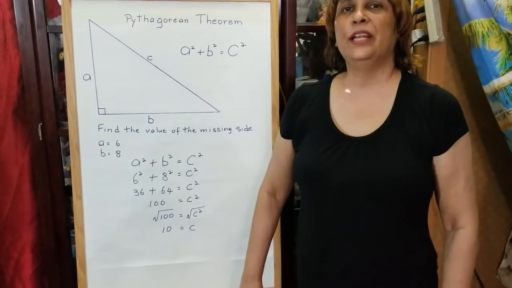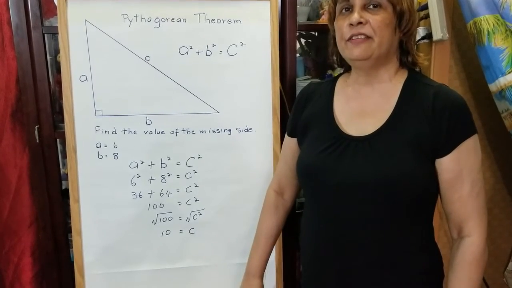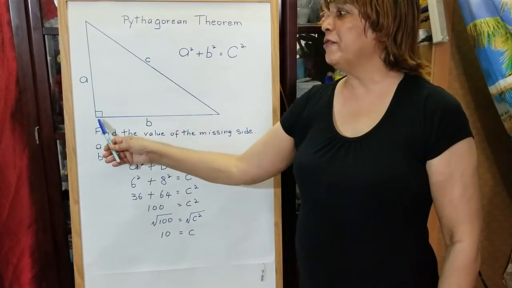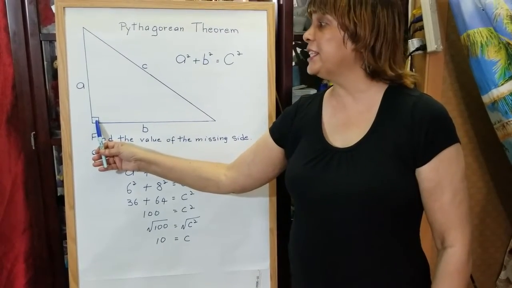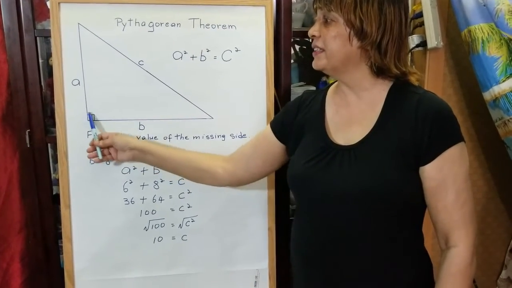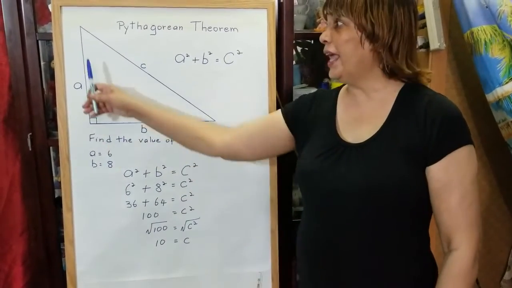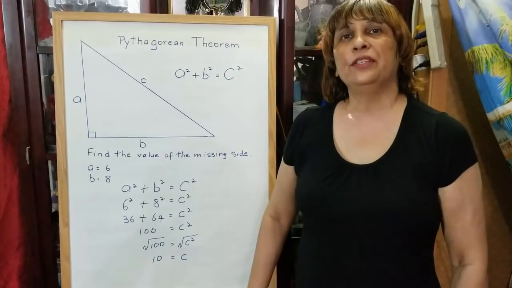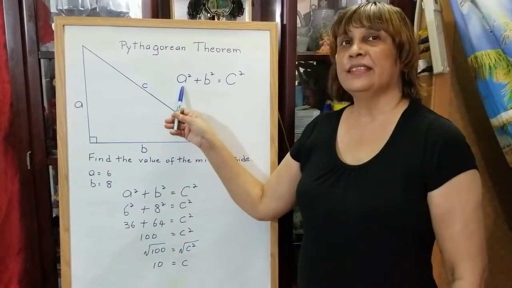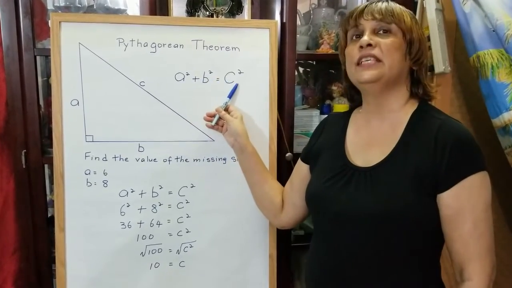Ready. I will now present the Pythagorean theorem. This theorem states that if we have a right-angled triangle, here is the right angle, represented by a little square at this corner. The theorem states that the sum of the squares of the two legs, which are A and B, is equal to the square of the hypotenuse. That is, A squared added to B squared is equal to C squared.